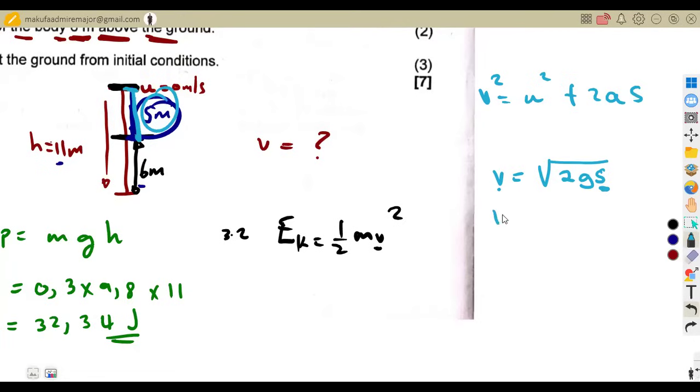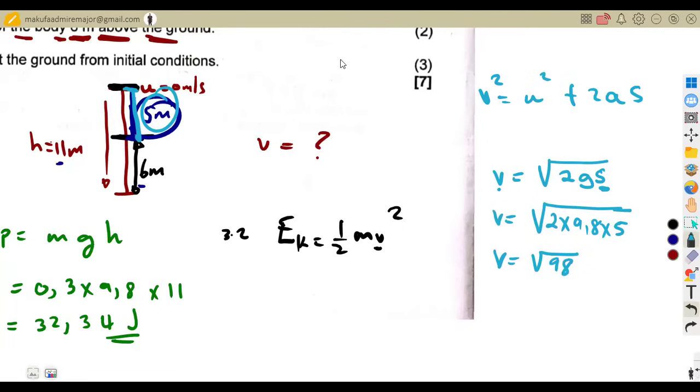We covered how many meters? 5 meters. So our v is going to be the square root of 2 times the gravitational acceleration of 9.8 times 5, not 6. 6 is the one above the ground, not the one that is covered. So if you calculate this, you are going to obtain the square root of 98. I'm just going to use that as it is, as the square root of 98.